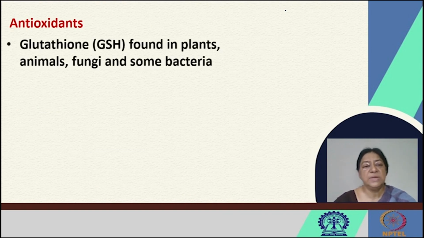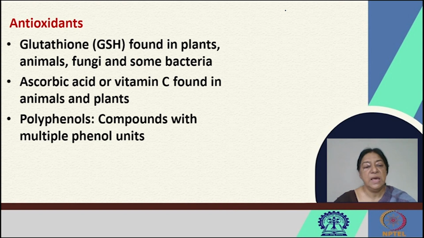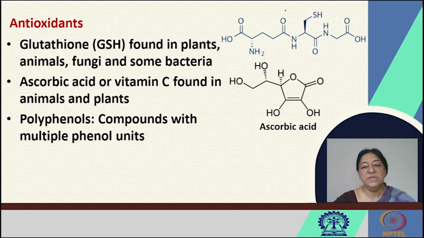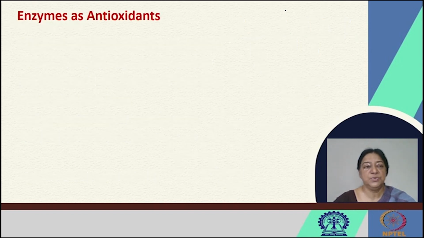Glutathione, as we just looked at, found in plants, animals, fungi, and some bacteria, is one such example. Ascorbic acid, or vitamin C, is found in animals and plants, and also polyphenols, which are compounds with multiple phenol units. Some of these are the subject of a lot of research, looking at antioxidant activity on proteins to give an idea, either from dietary constituents or from enzymatic issues.